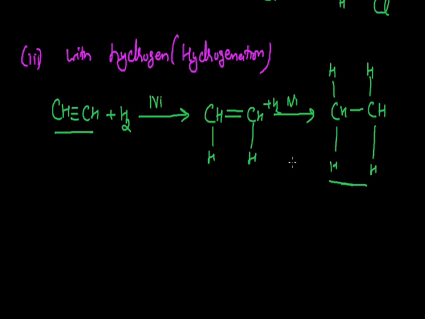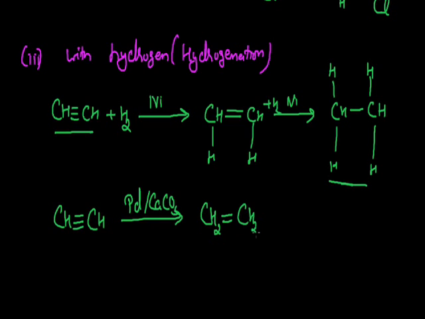Instead, if we want to stop this reaction at ethene rather than get ethane, we can go for controlled hydrogenation. If we hydrogenate this ethyne using lead as the catalyst, and to control the reactivity of this lead we use calcium carbonate, this kind of mixture of the two is termed the Lindlar catalyst. This Lindlar catalyst will go for the controlled hydrogenation of this acetylene, that will form the molecule of ethene instead of ethane. So that is about the hydrogenation reaction.